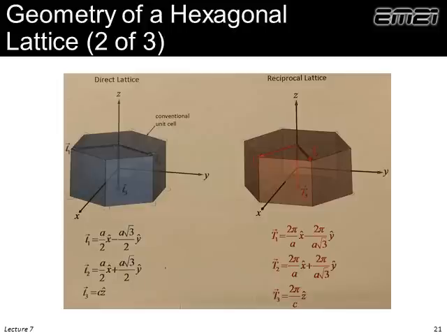Here's a summary of how to calculate the primitive translation vectors for the direct lattice and the primitive translation vectors for the reciprocal lattice. And notice, for the direct lattice, the magnitudes are some function of A, and on the reciprocal side, it's 2 pi over A. That makes sense from what we've been talking about.